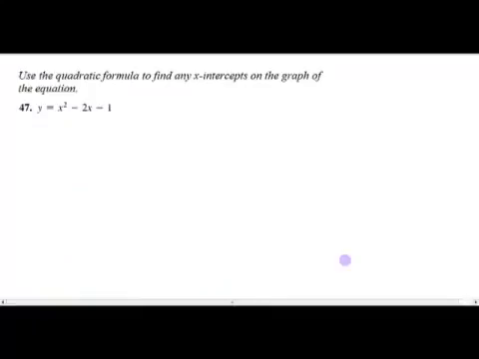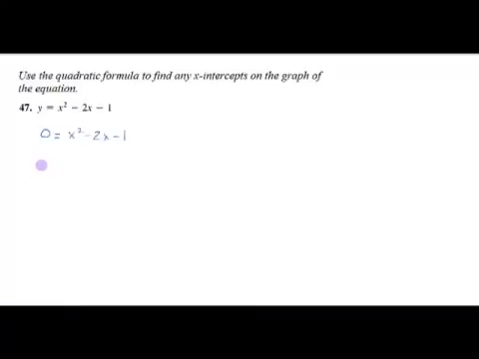Let's use the quadratic formula to find any x-intercepts on the graph of this equation. Now we're not even going to graph this equation, we'll just find algebraically those x-intercepts. Think of what it means to find an x-intercept in the first place. It means that the y is 0. So if I make my y 0, I can try and find the x-intercepts. Now I cannot factor this, so I definitely will need to use some other method. So we'll use the quadratic formula to find it.